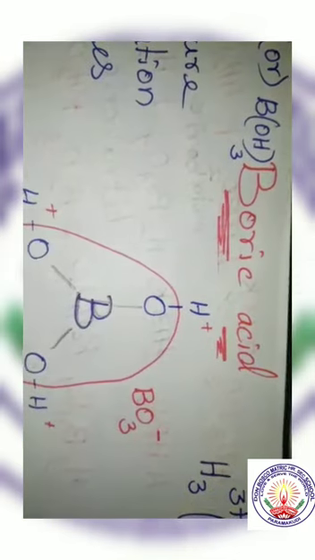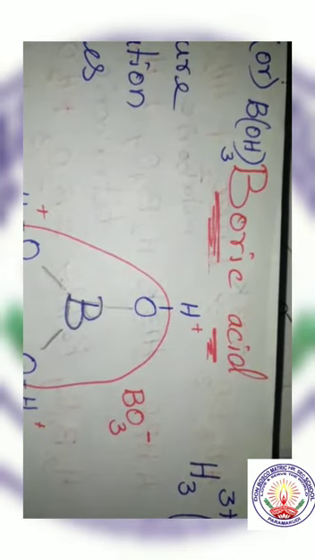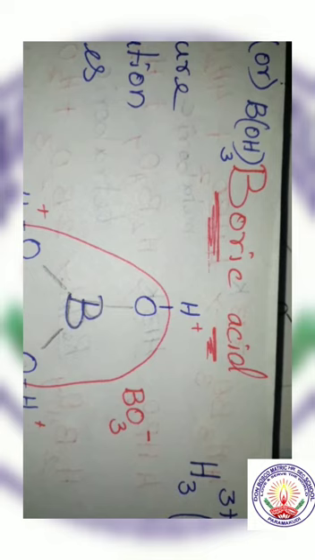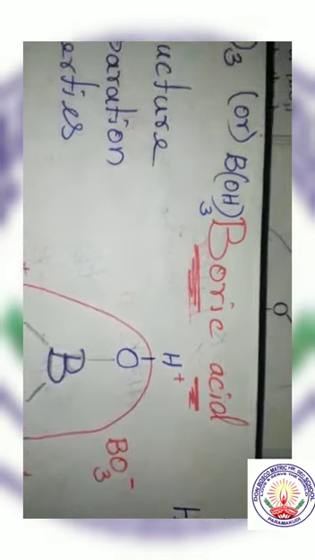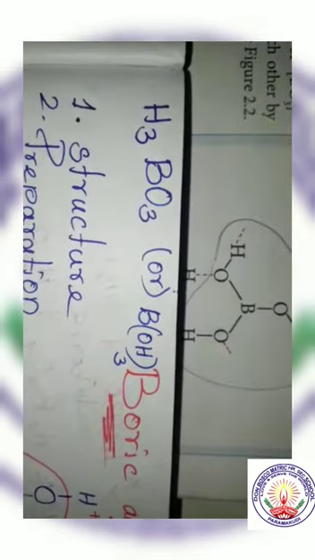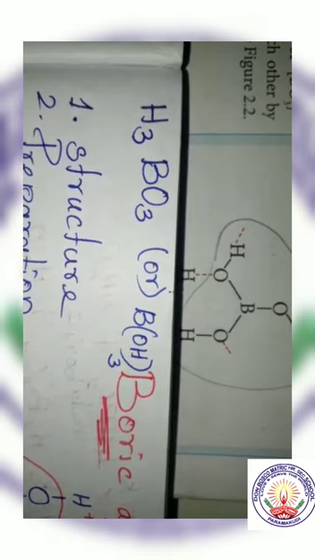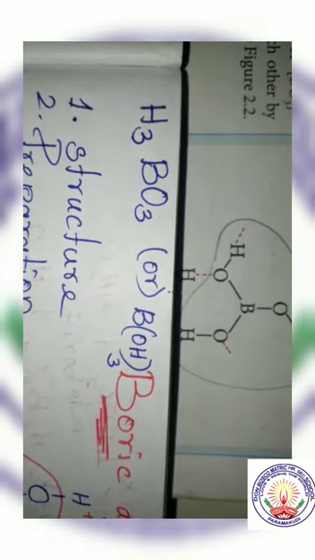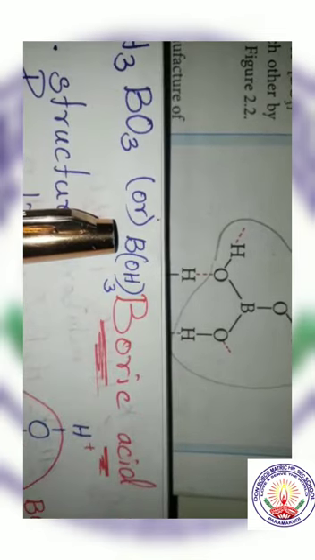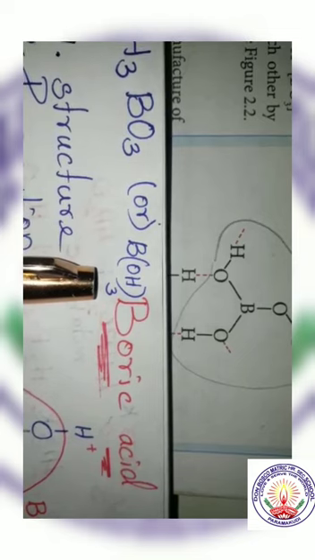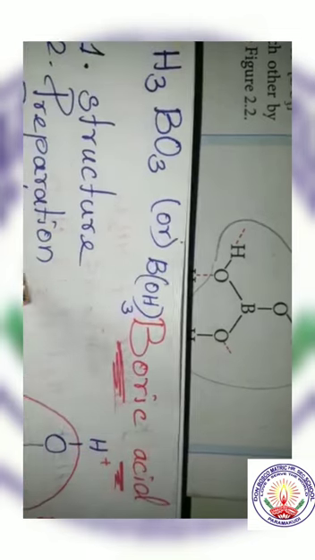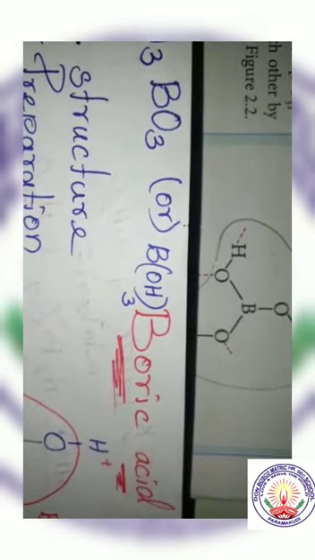Students, today we shall learn about the structure, preparation, properties and uses of boric acid. First we shall see the molecular formula for the boric acid: H3BO3 or B(OH)3. First we shall learn about the structure.